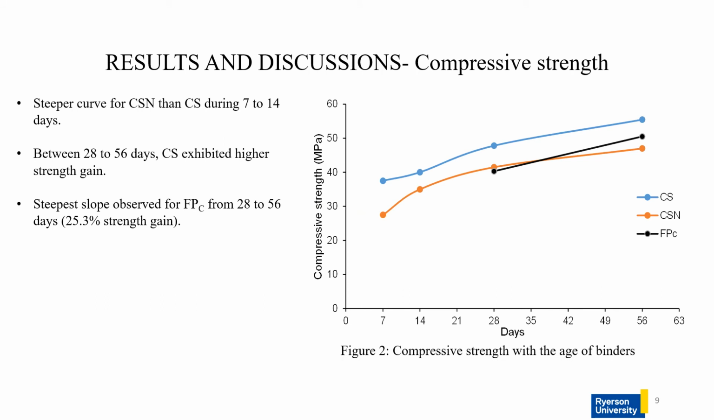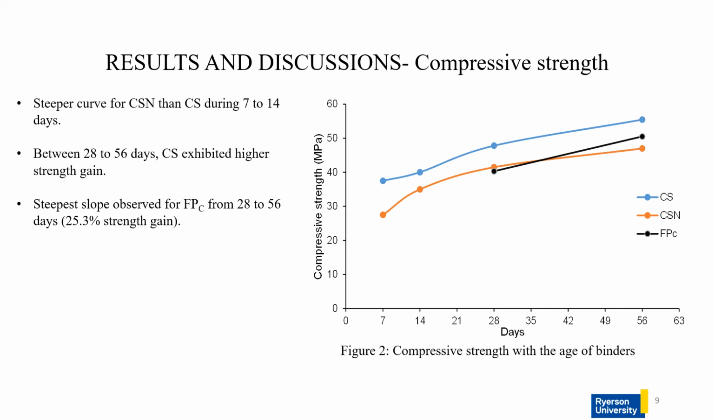So we can see that the mix CSN had a steeper curve during 7 to 14 days, because this mix has a higher slag content, and slag has a higher reactivity in comparison to fly ash class C. That's why it had a steeper slope during the 7 to 14 days period.